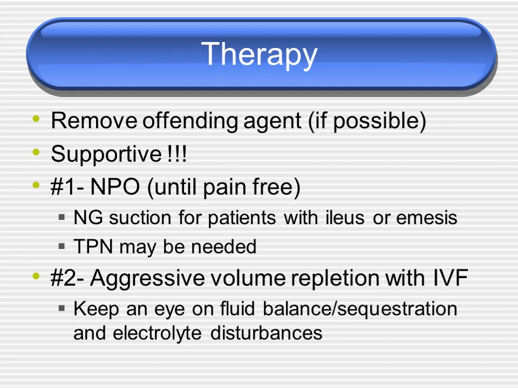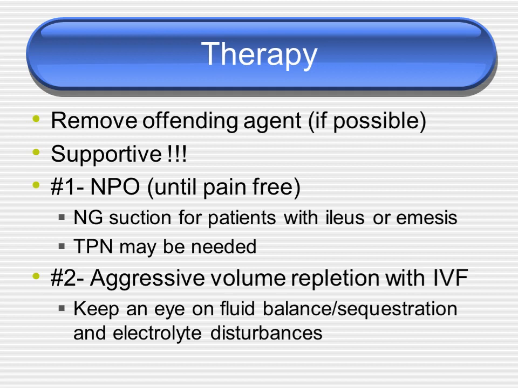We start from the beginning with nil by mouth, a nasogastric tube, and aggressive volume repletion with intravenous fluid. What does the word aggressive mean? It means we start fluid at once. Why? Because pancreatitis sequesters a lot of fluid from the interstitial space into the edematous pancreas. It accounts for about 6 to 8 liters lost during these few hours when there is an inflammatory process.